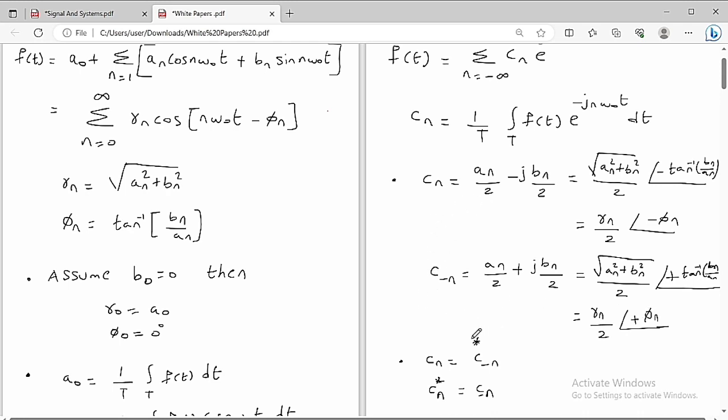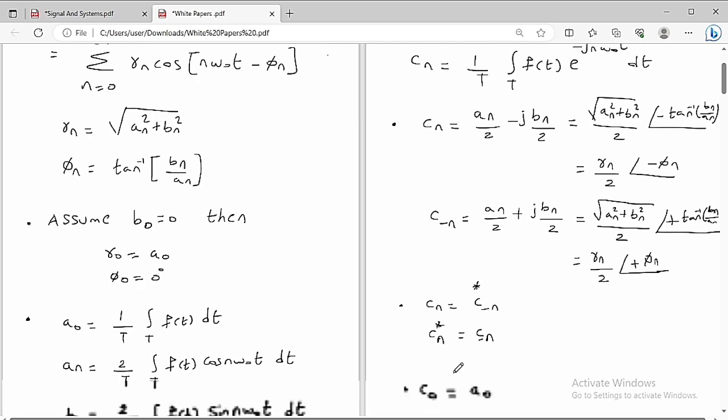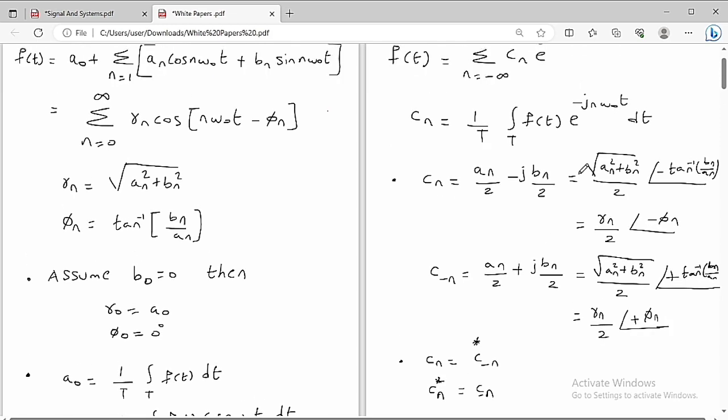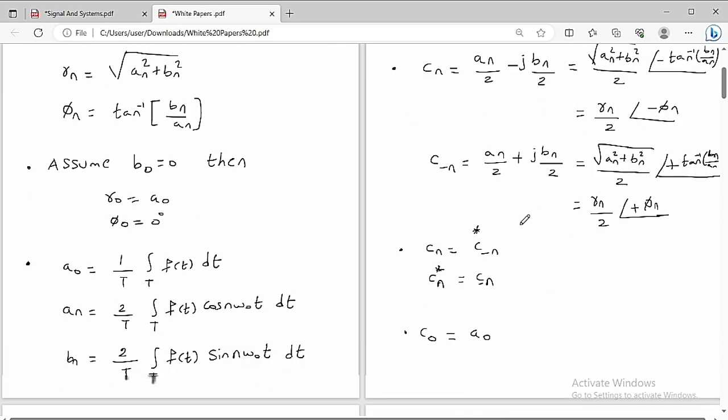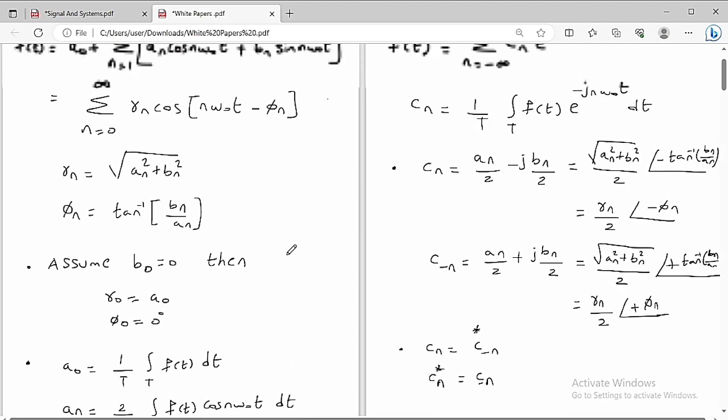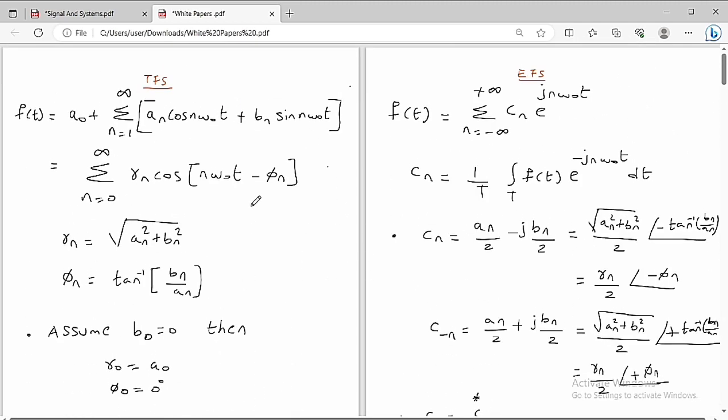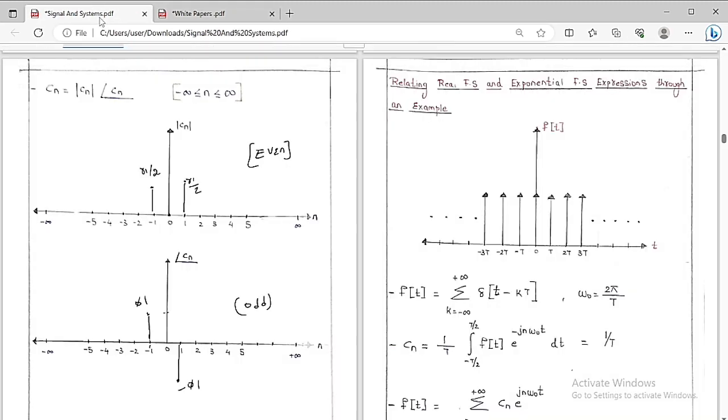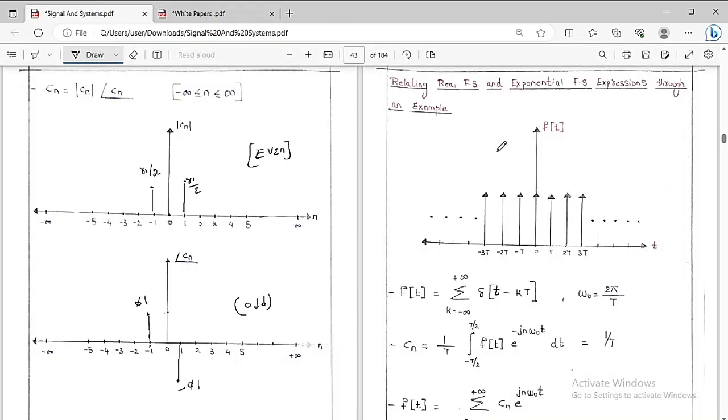So Cn is the conjugate of C of minus n, or C of minus n is the conjugate of Cn. And what is C0? In place of n, if we substitute 0 and simplify, we get its value equal to a0. So this is the relation. You have to understand this is the trigonometric Fourier series and this is the exponential Fourier series. These two things you always have to keep in mind, and their relation also you have to keep in mind.